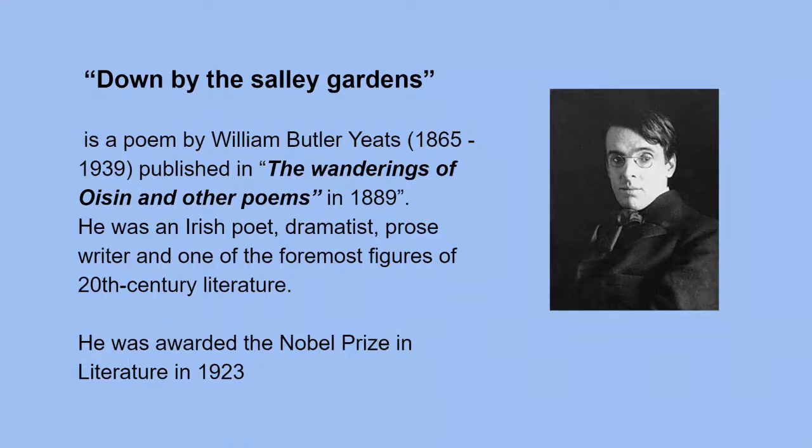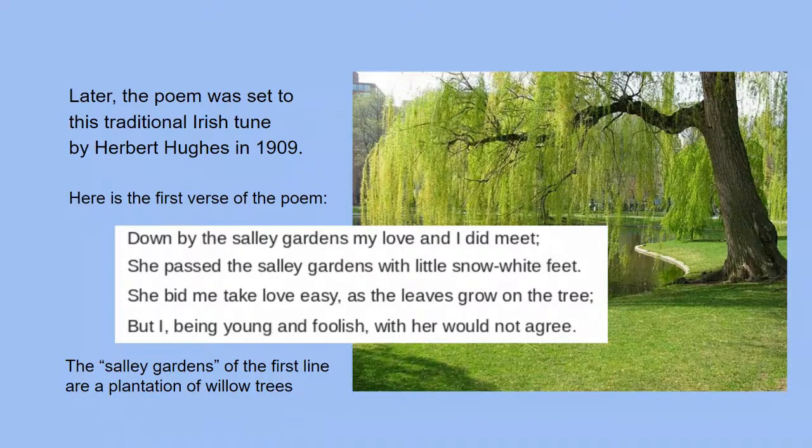Down by the Salley Gardens is a poem by William Butler Yeats, 1865 until 1939, published in The Wanderings of Oisin and Other Poems in 1889. He was an Irish poet, dramatist, prose writer, and one of the foremost figures of 20th century literature. He was awarded the Nobel Prize in Literature in 1923. Later, the poem was set to this traditional Irish tune by Herbert Hughes in 1909. Here is the first verse of the poem.